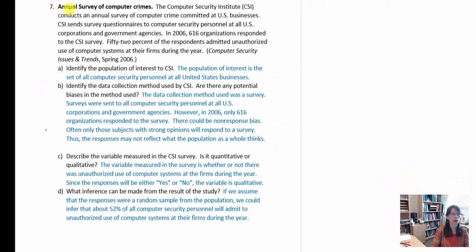Reference number 7 is about an annual survey of computer crimes. The Computer Security Institute conducts an annual survey of computer crime committed at U.S. businesses.